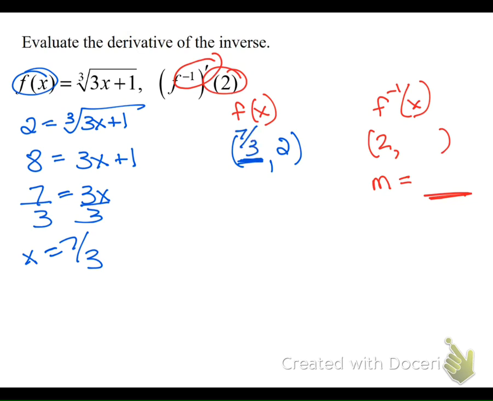So that's the x coordinate. Lovely. Now I need to find the slope there. Well, how do I find the slope at 7/3? I have to find the derivative. Okay, so now I need to find the derivative and plug in 7/3. All of this was just me trying to find the x coordinate that I was going to use.